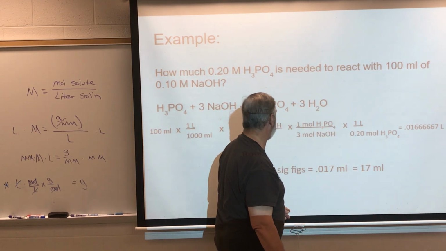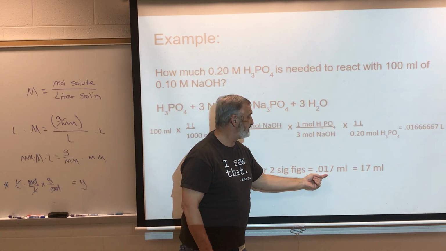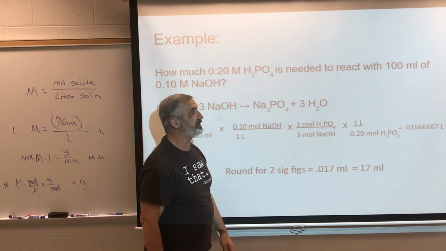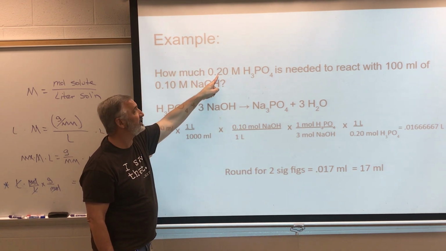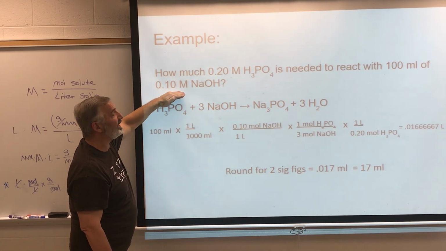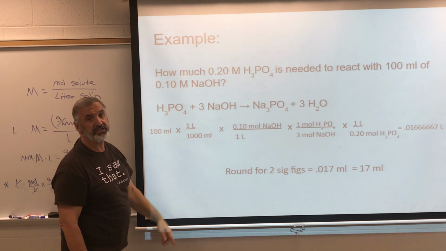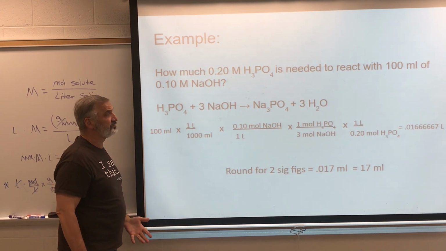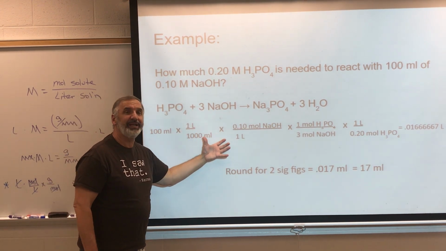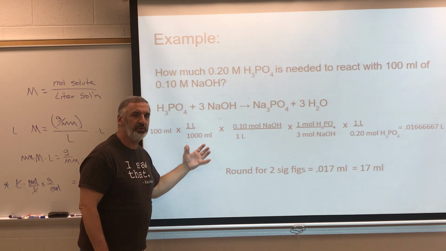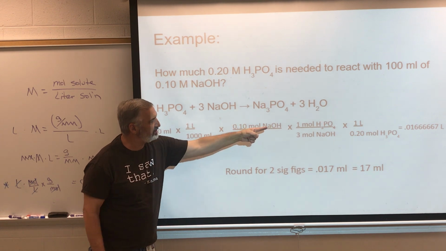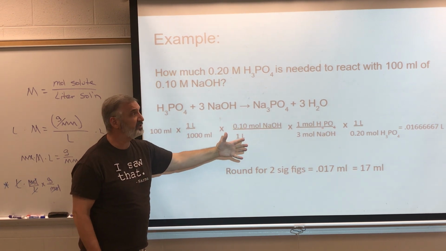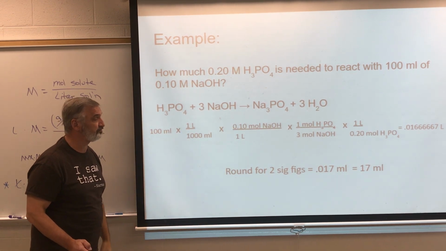So it's going to take 0.0166 liters, but you round that to 0.017 or 17 milliliters. So you would have to take 17 milliliters of this 0.2 molar phosphoric acid to completely neutralize 0.1 molar NaOH. Okay, that's what we just found. But again, the molarity is the conversion factor between liters and moles, moles to liters. You can use it at the beginning, you can use it at the end, you could use it both. This is a molarity to molarity problem.